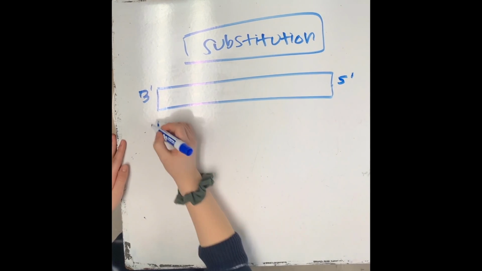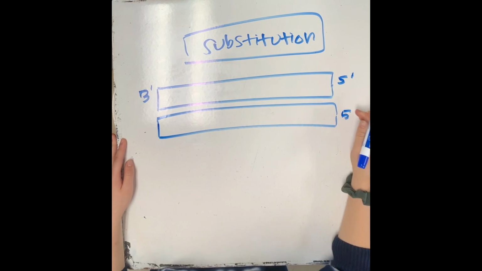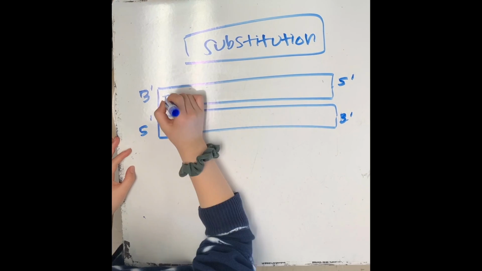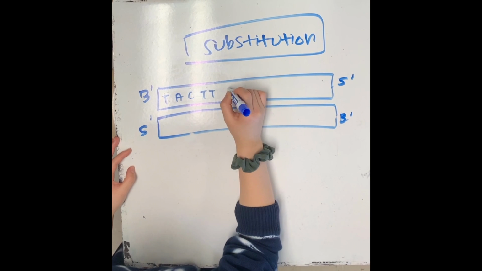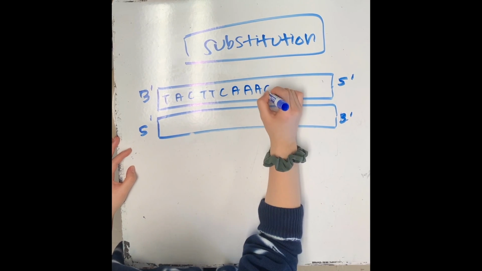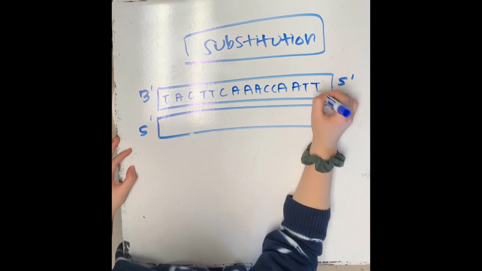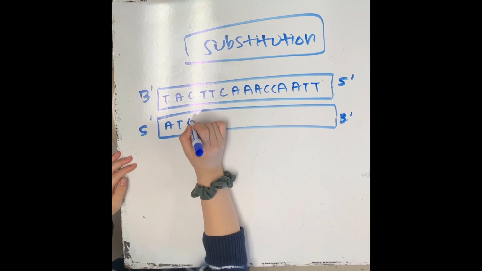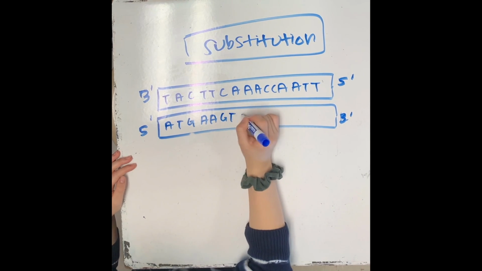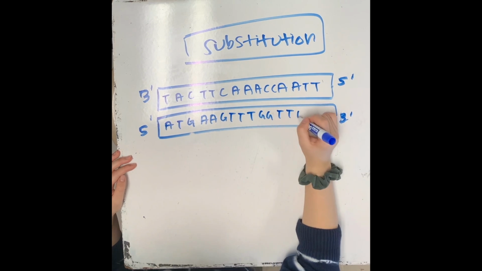There are 3 different outcomes: a silent mutation, a missense mutation, and a nonsense mutation. During a silent mutation, there is no effect on the amino acid sequence. However, during a missense mutation, there is an effect on one amino acid usually. And for a nonsense mutation, a codon is substituted for a stop codon.